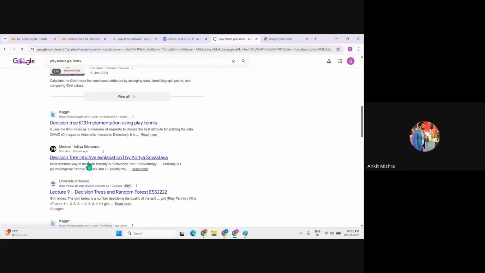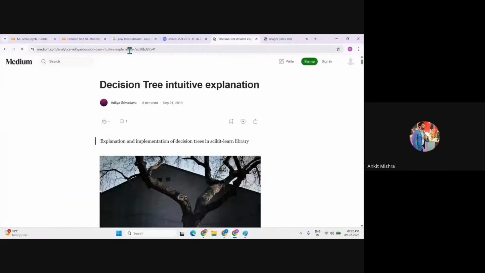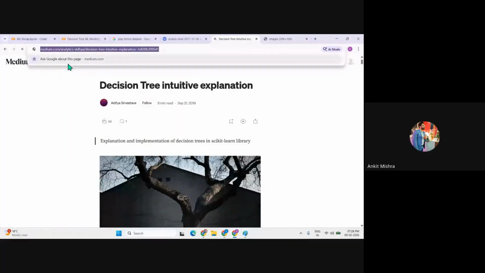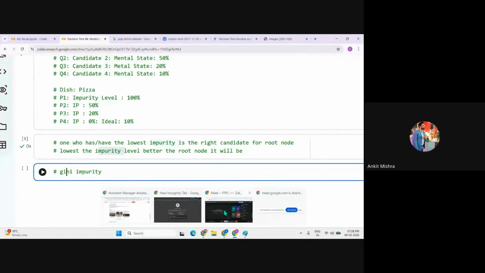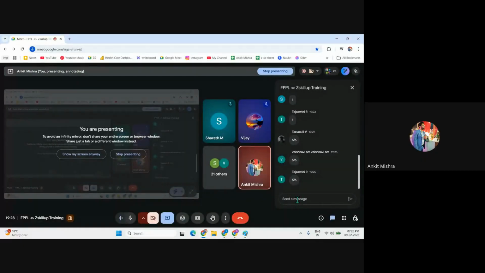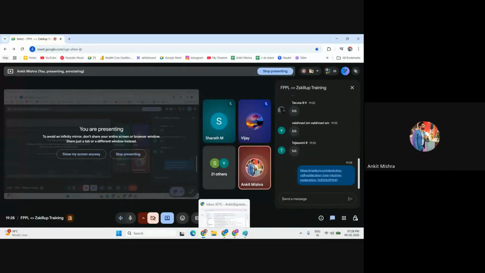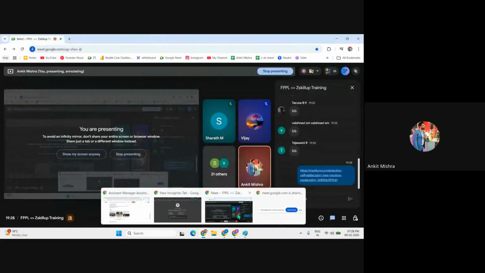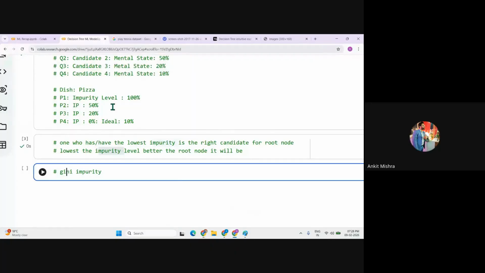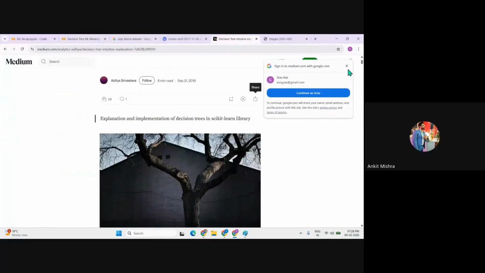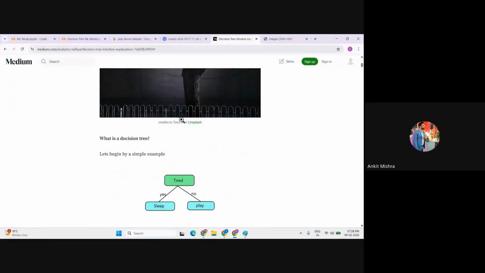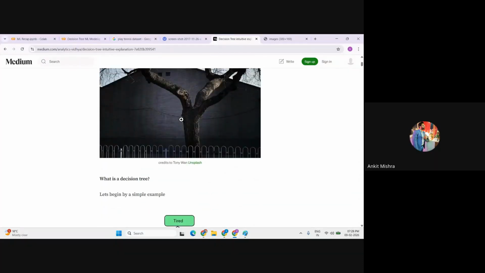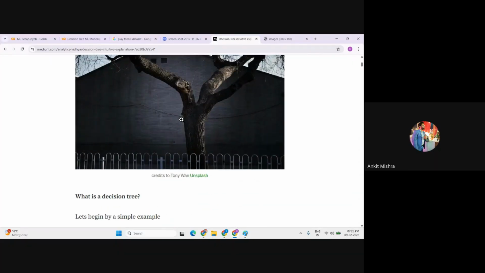Just take the reference of this article. I'll give you the link of this article, and you can also take the reference for better understanding in the future. This article is very important. So now let's understand the formula for the Gini index, and then we'll try to calculate the Gini index as well.